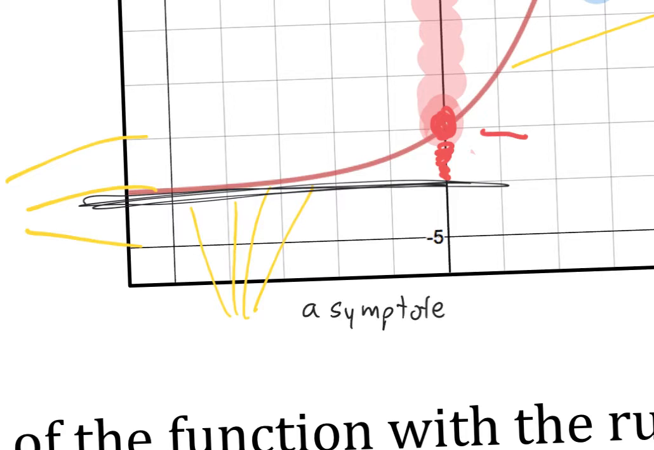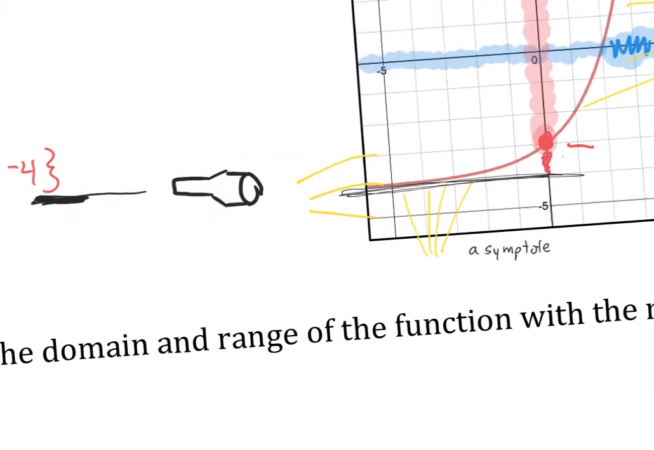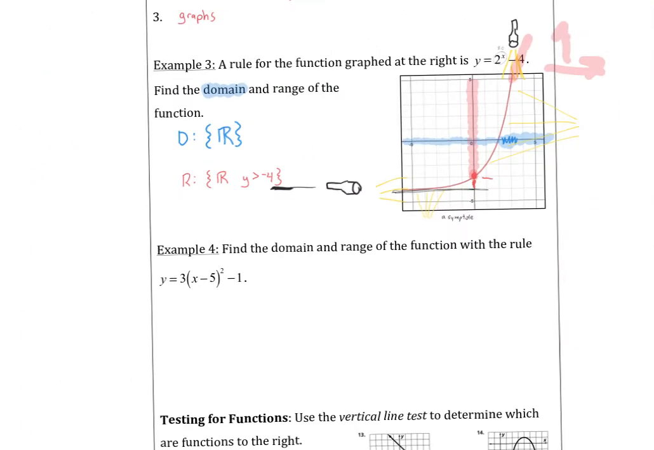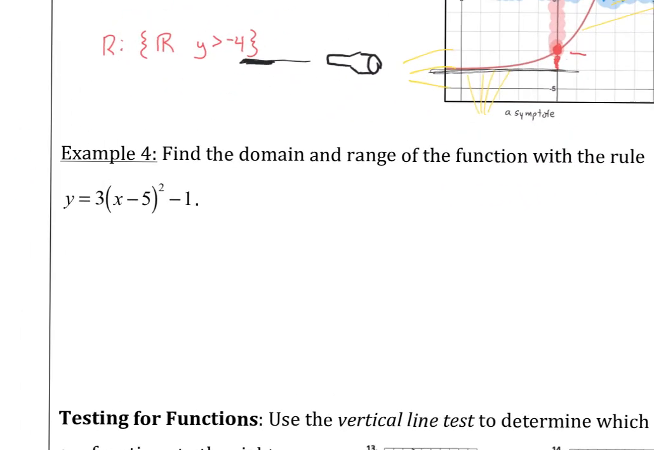Asymptote. It approaches it, but never gets there. It approaches, but never gets there. We're going to deal with that later on in this class. But there we go. All right.